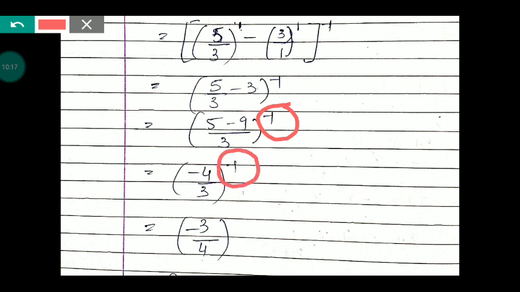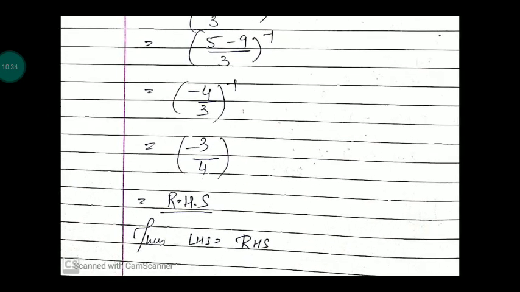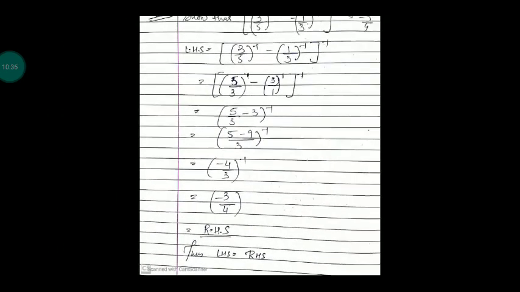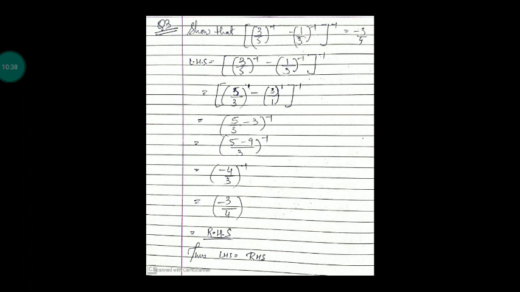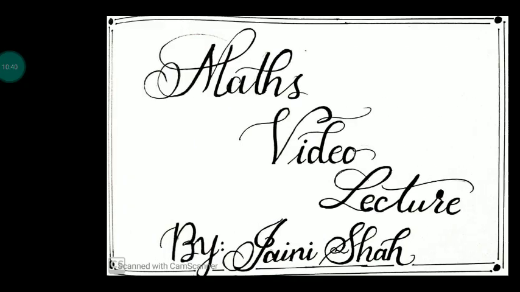Now here we will take the negative power and change it into positive 1. So taking the reciprocal of this step, we get minus 3 upon 4, which is our answer. And that is also our right hand side. So it is proved, left hand side is equal to right hand side.